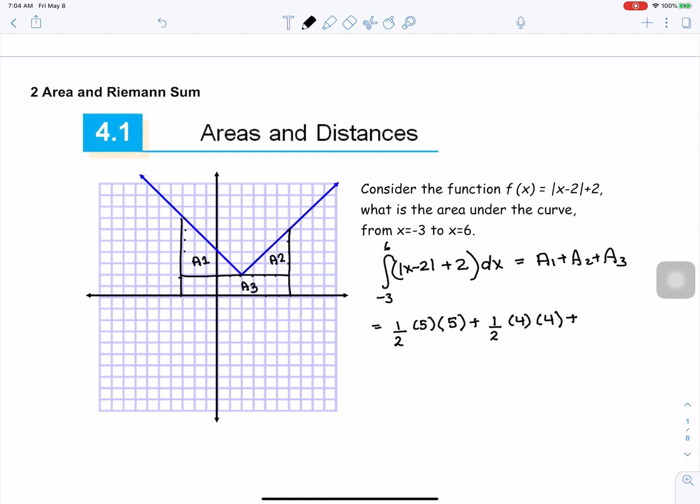plus my A3 is a rectangle, so it's going to be base times height, or length times width. So my height is 2 units, and the base is 1, 2, 3, 4, 5, 6, 7, 8, 9, and 2 times 9. And then I just work this out on my calculator, which I'm not going to do for you right now, but you just work that out. And then the answer would be this many units squared.